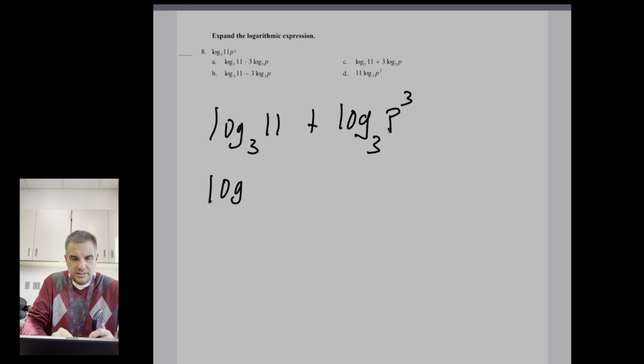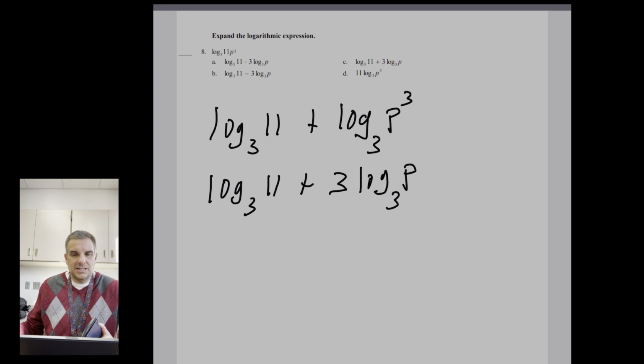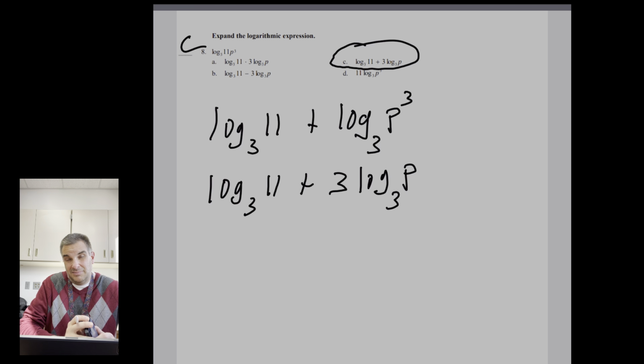We're going to rewrite this as log base 3 of 11 plus log base 3 of p to the third. The 3 can come out front, and log base 3 of p, which is C, I believe. Yep, C is our answer. And really, again, process of elimination, you could have eliminated A, B, and D right away to get that answer, because you know when multiplying you have to add.